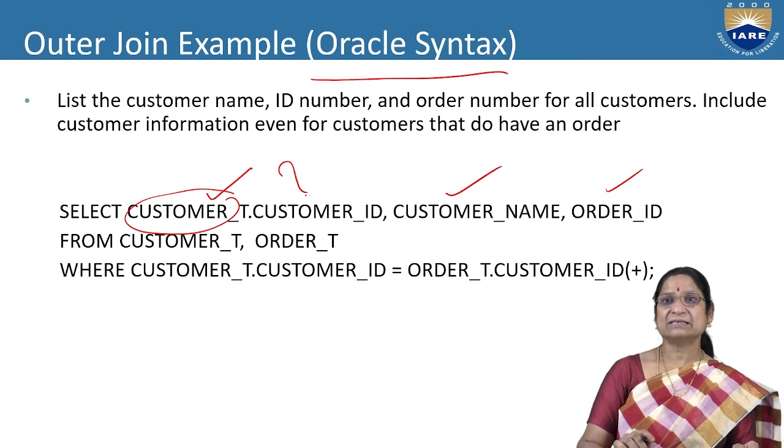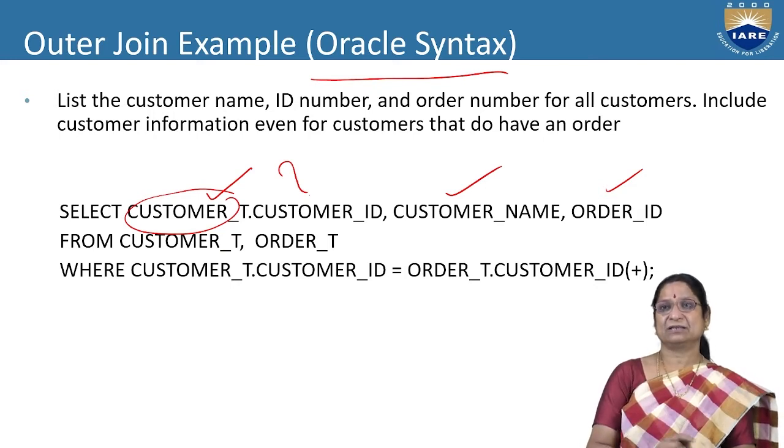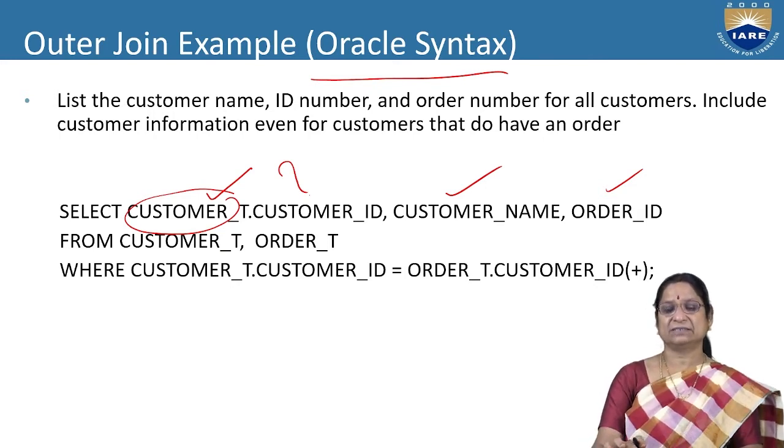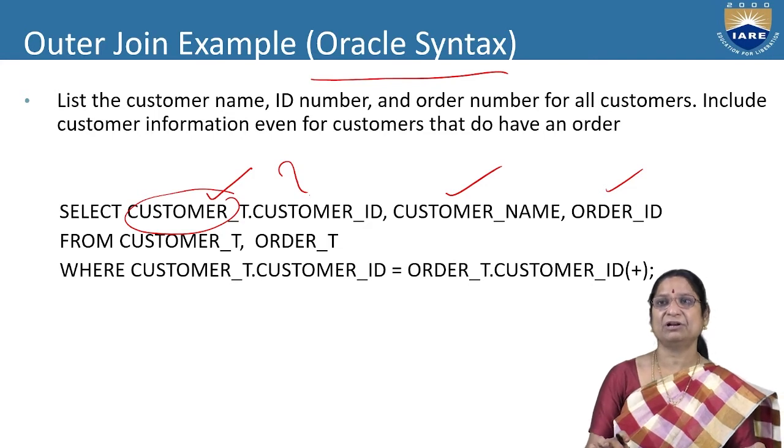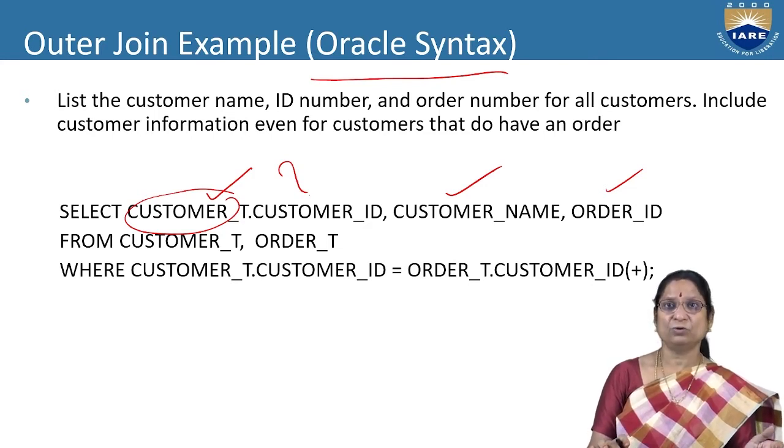Why? Because customer ID exists in both tables. Here we are not using a qualifier for this one; this is from the customer table, this is from the order table. Right? There is no ambiguity, so that's why they asked directly without any qualifier. How many tables?